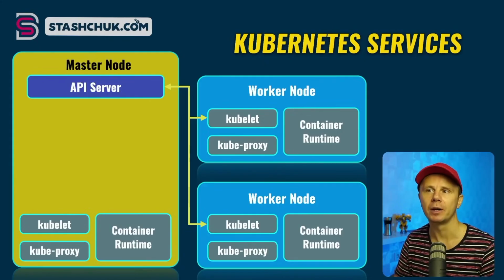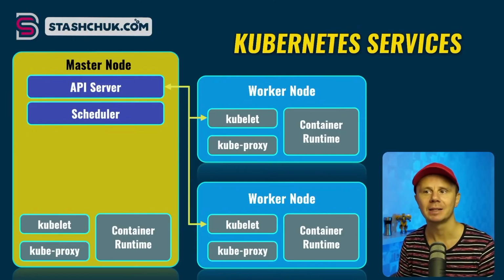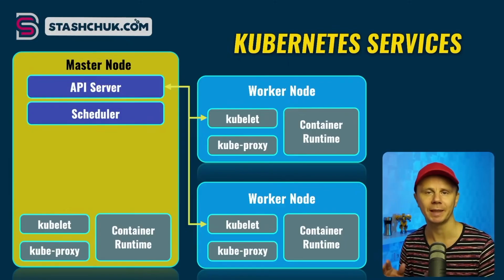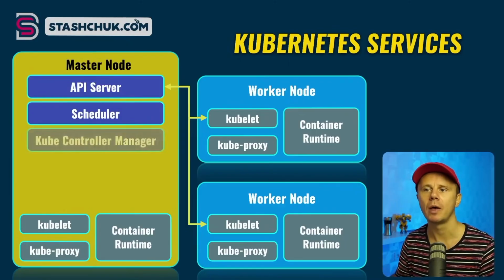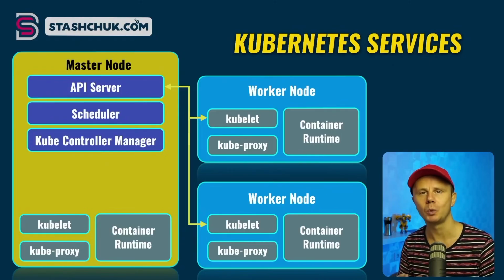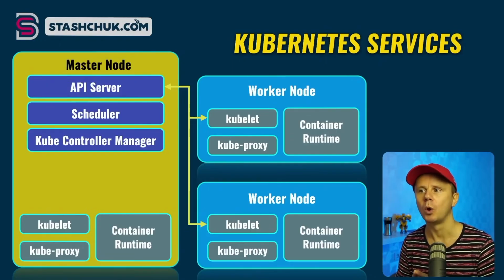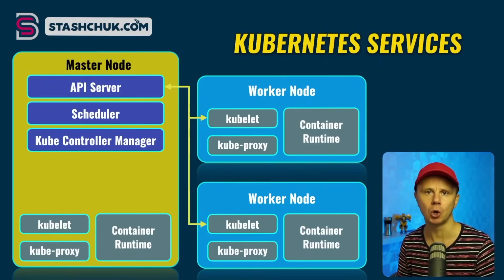Also, there are other services which are present on the master node, and they are the scheduler, and this service is responsible for planning and distribution of the load between different nodes in the cluster. Also, there is the kube controller manager, and it is the single point which controls everything actually in the Kubernetes cluster, and it controls what happens on each of the nodes in the cluster.